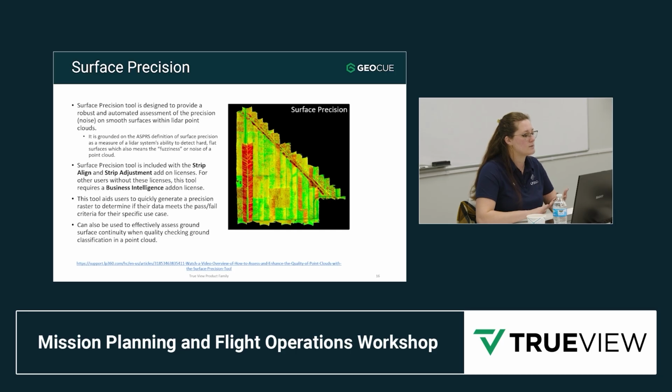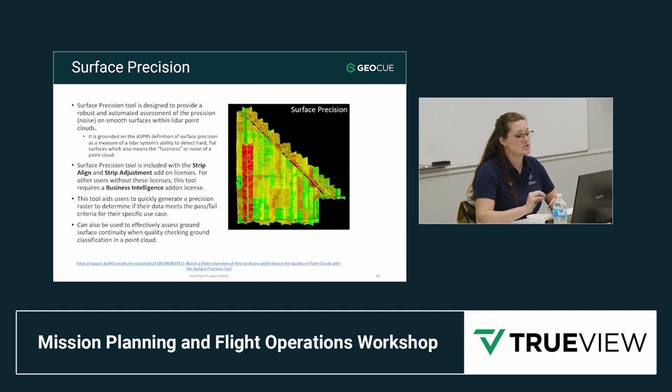Now, this tool can be activated by a number of licenses. So for example, if you have strip alignment or that legacy strip adjustment tool, you will have access to this one as well. And for our other users, you can also enable it using our business intelligence tool. Business intelligence also includes functionalities such as power line extraction, rail extraction, building extraction, and more.